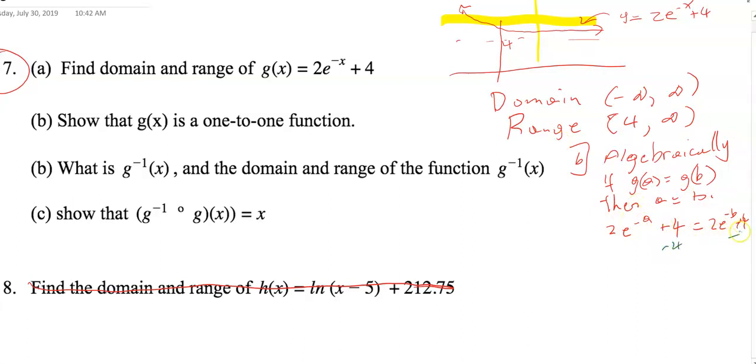So if you subtract 4 from both sides, you end up with 2e to the negative A equal to 2e to the negative B. And then if you divide both sides by 2, you end up with e to the negative A equals e to the negative B. And then if you take ln of both sides, what you have is negative A equals negative B. Divide or multiply by negative 1, then A equals B, and you've shown that it is 1 to 1.